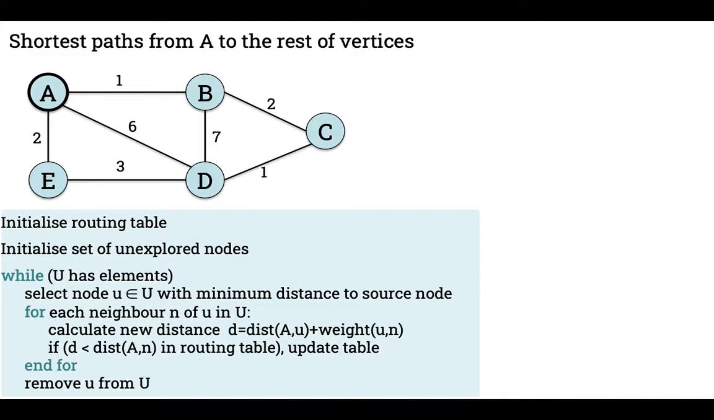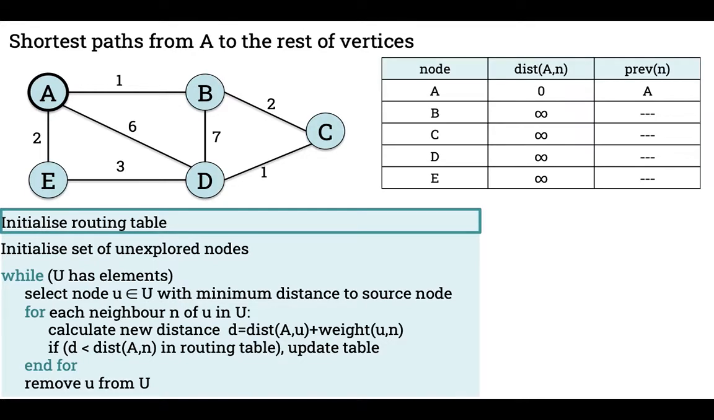I have used node A in some lines of the algorithm because in our example, this will be the source node. If you want to run Dijkstra's algorithm using another node as the source node, you need to change A in those lines. We start by initializing the routing table.